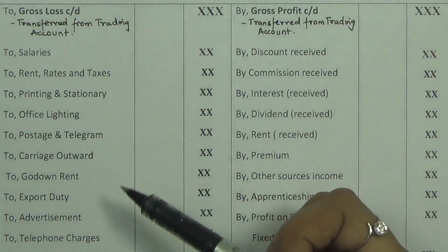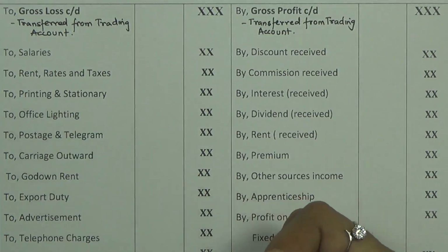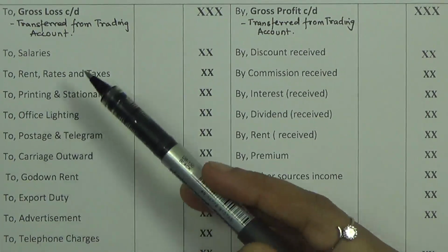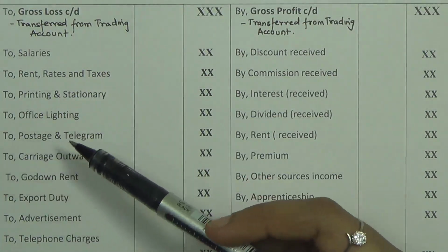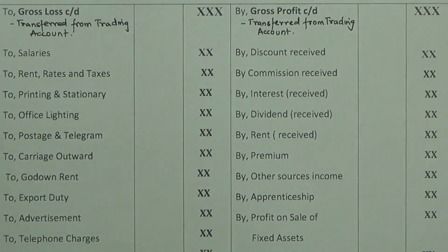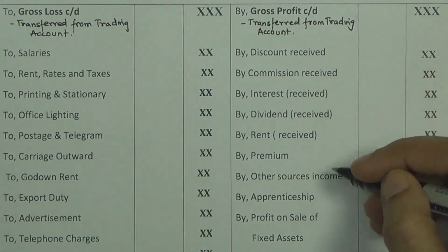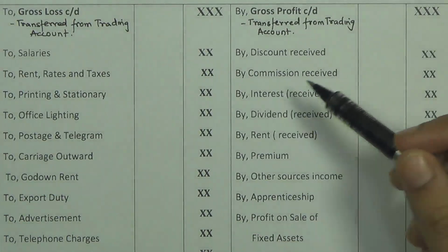Now these are the entries which you are going to post in your PL account. Some of the important entries are stated over here, like salaries, rent, rates, taxes, printing and stationery, office lighting, postage, telegrams, and many more. Carriage inward comes in your trading account, and carriage outward is stated in your PL account. Remember that. This side has some of your incomes which have been stated: discount received, commission received, interest received, dividend.